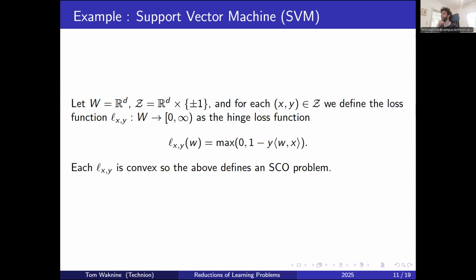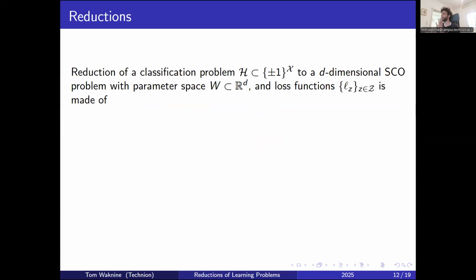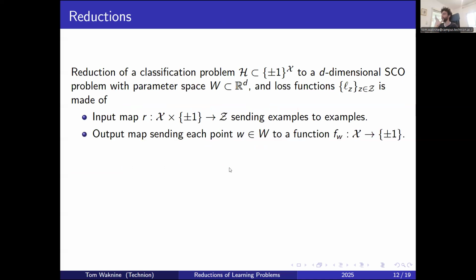So hopefully the setup of PAC learning and stochastic convex optimization is clear. Now, what do we mean when we say that you can reduce a PAC classification problem to an optimization problem, a PAC to SCO? Such a reduction from a PAC to an SCO is made of two things.